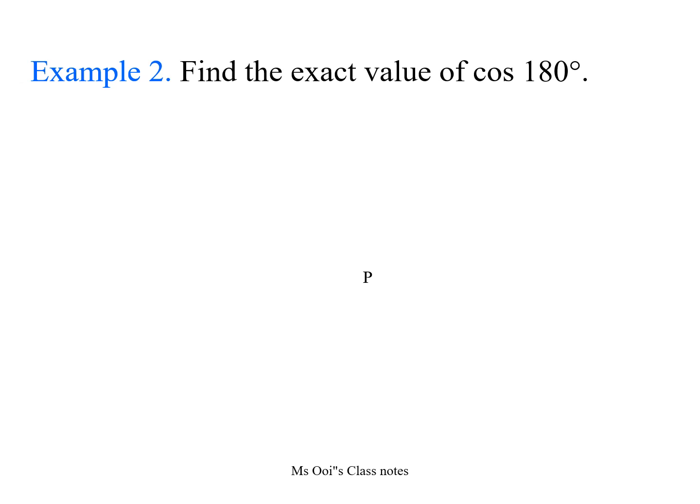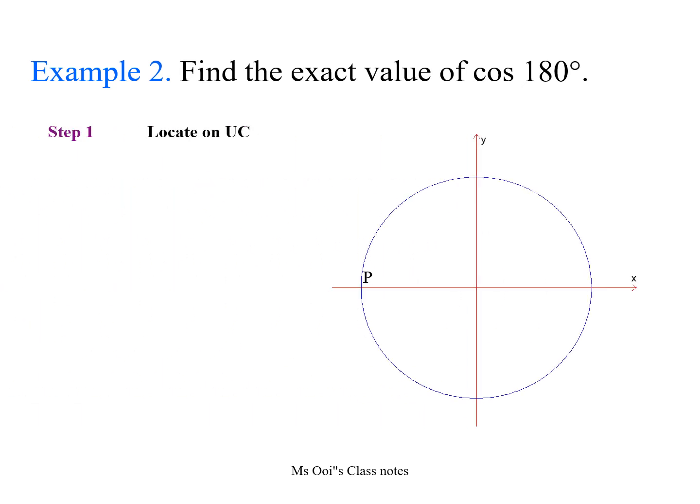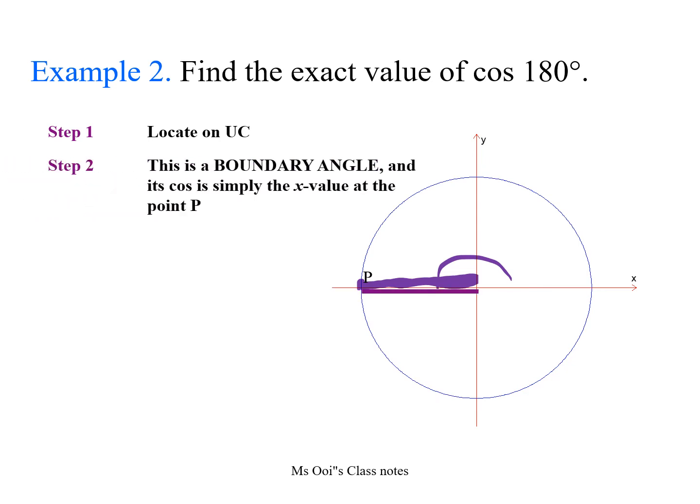Next one, find the exact value of cos 180. So step 1, locate it on the unit circle. Where is 180 degrees on a unit circle? It is here. So cos is the x coordinate, so it's negative 1. Cos of 180 degrees is negative 1, the x coordinate at point P. Easy.